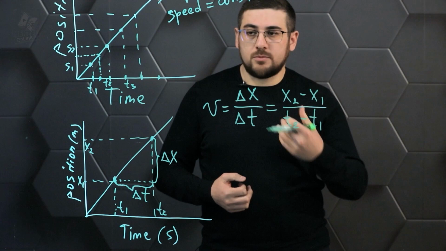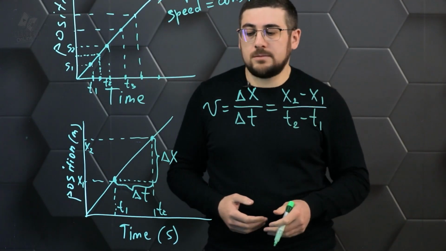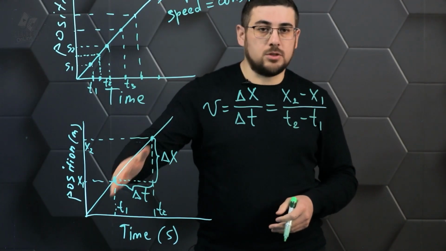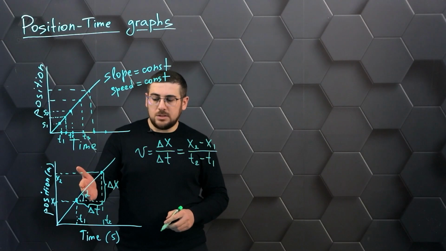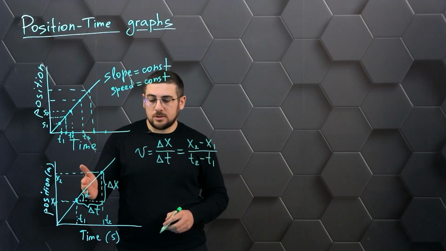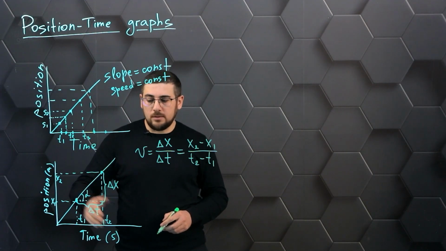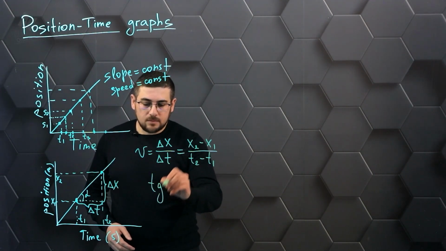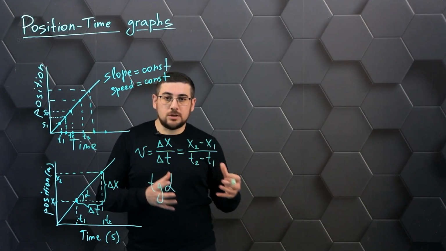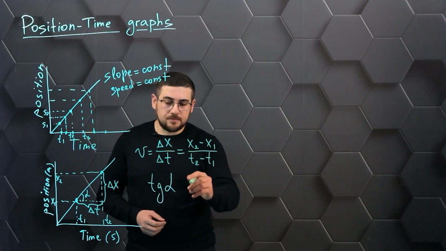at the same time we remember that the velocity of the body will also determine the angle of inclination of this graph. That is, if we want to find the velocity of a body using this triangle, we can determine the tangent of the angle of slope of this straight line. This tangent of slope will be numerically equal to the velocity of this body.